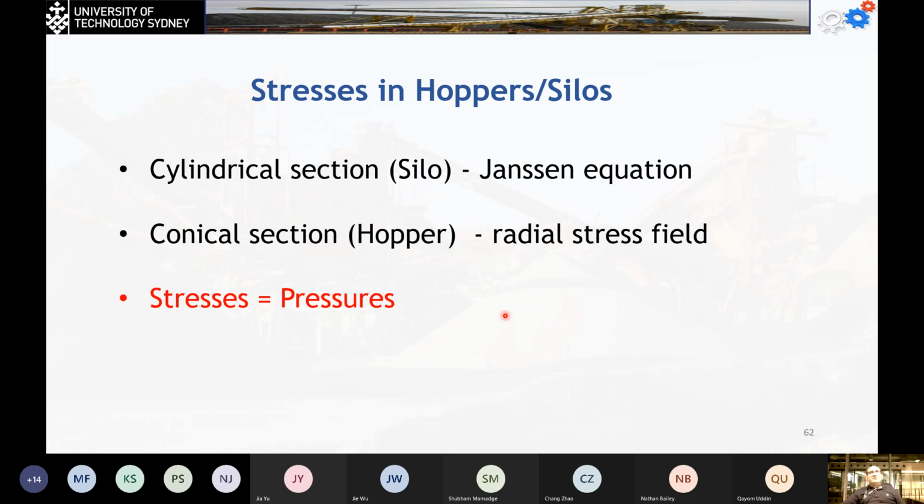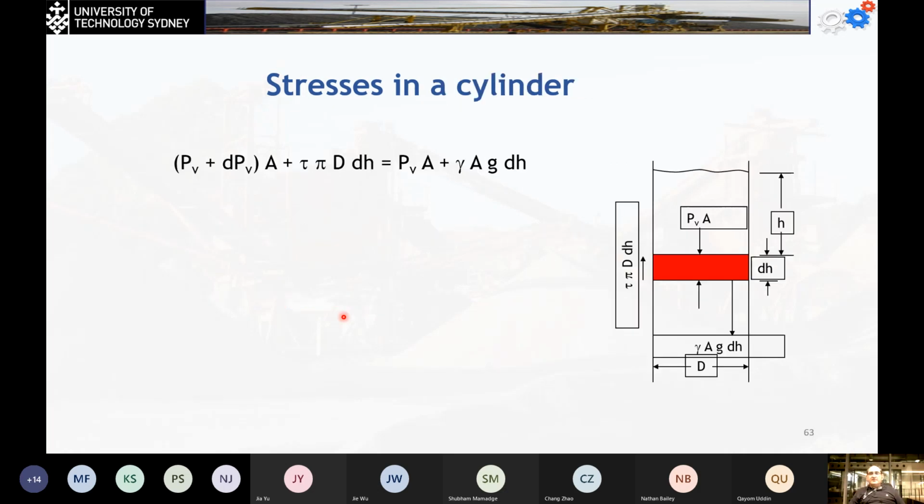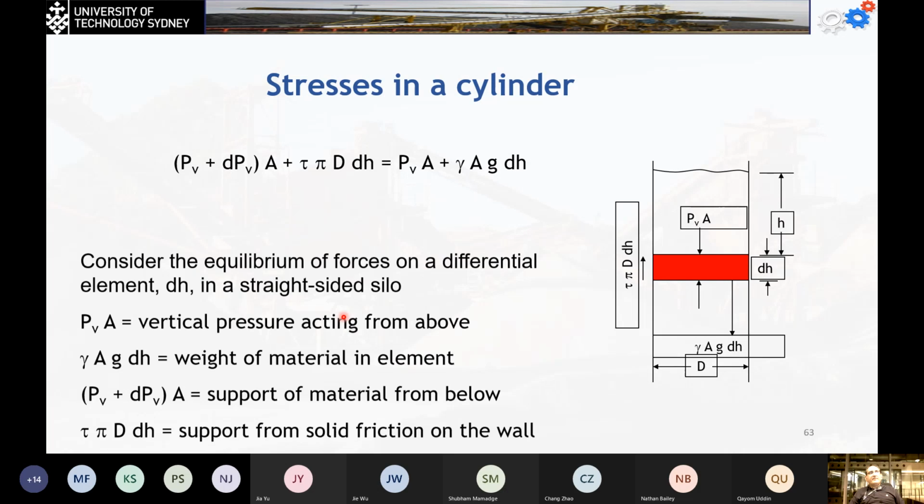The stresses we have in the hoppers and the cylindrical silo, we're going to use the Jensen equation, and for the conical section hoppers, we use the radial stress field. In our case, the stress means the pressure inside the material. We usually start from the principle of stress in cylinders, where we consider a cylinder filled with liquid. But we're going to use the same equations and derive what we call the Jensen equation.